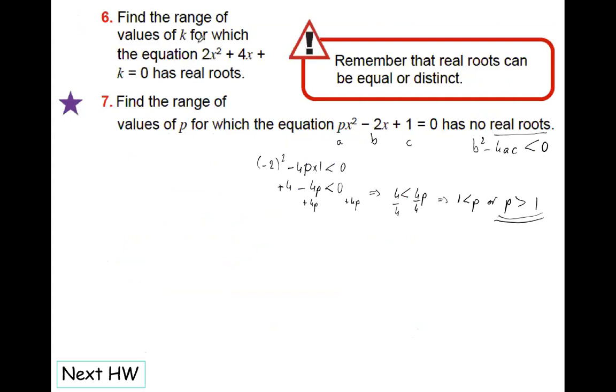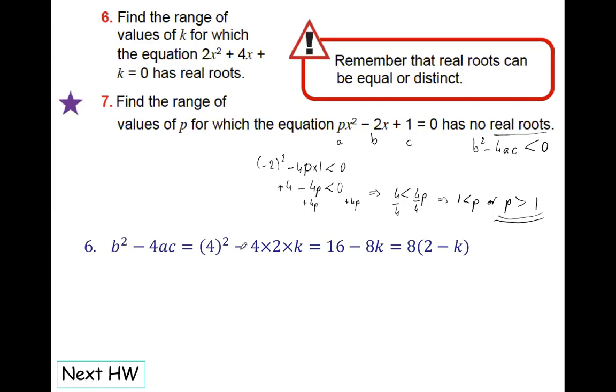Find the range of values of k for which the equation 2x squared plus 4x plus k. So this time, little c became k. And in order to have real roots, we remember that we had real roots when they're both equal, or 2 real roots distinct. So when the discriminant is positive and when the discriminant is equal to 0, you will fulfill this statement.